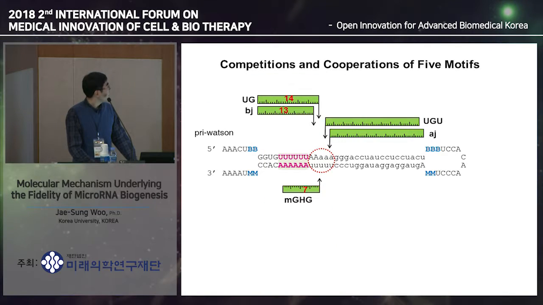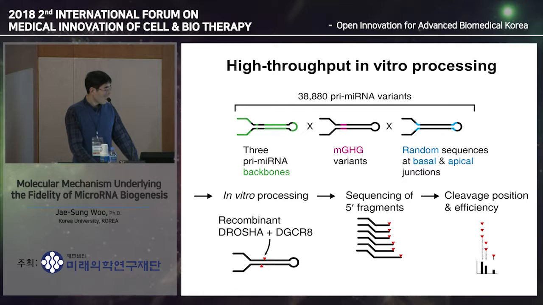So there will be competition and cooperation among the 5 motifs. If these motifs pinpoint the same cleavage site, they will cooperate. If they compete with each other, for example, one pinpoints this cleavage site and the other pinpoints that cleavage site, they will compete with each other. And we designed the high-throughput experiment.